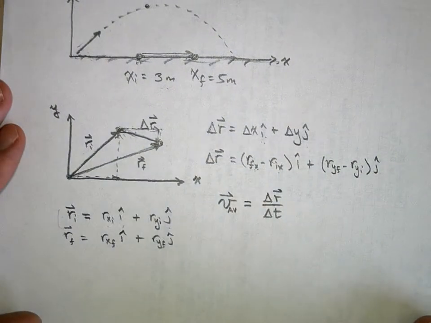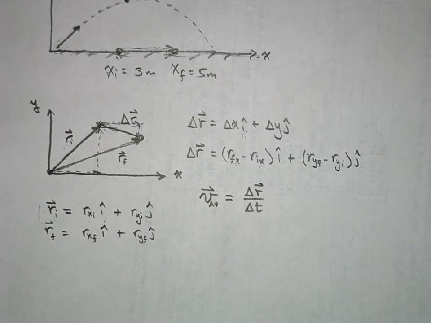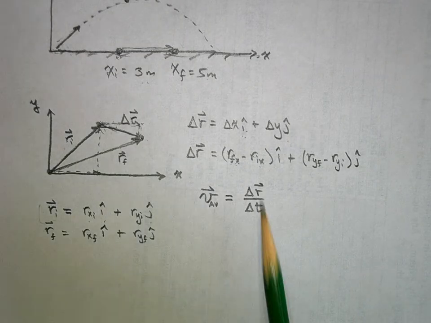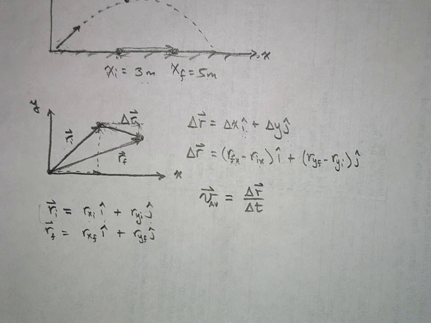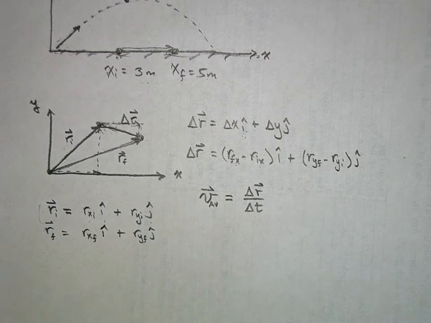But here's the critical idea. Notice that I'm doing exactly what I did when I was dealing with one-dimensional position, velocity, and acceleration vectors. Except I'm now doing two of them at the same time. I'm doing the x direction and the y direction at the same time, but just treating them separately, but they're still there.